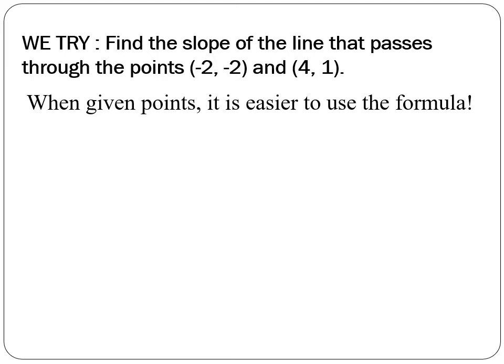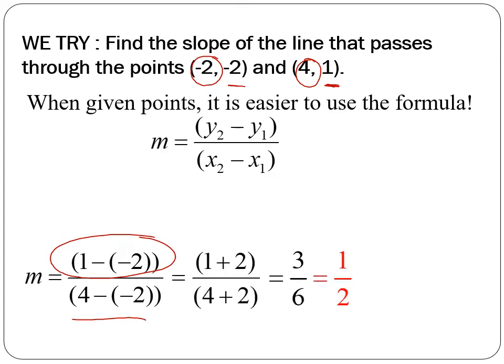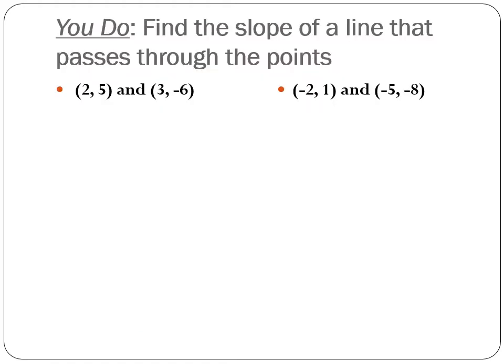So if we're given the 2 points, -2, 1 and 4, 1... your slope formula, y's subtracted divided by x's subtracted. Recognizing here that we took 1 minus a -2, that's what's here. We took 4 minus a -2 down here. Double negatives turn to addition. It simplifies to 1/2. You should pause the video and find the slope of these 2 points on your own.